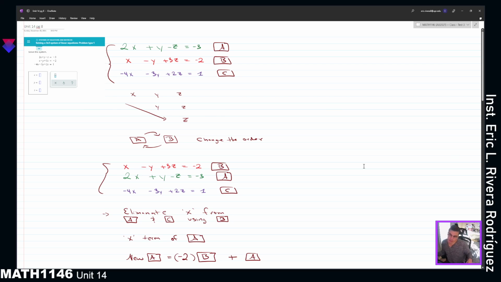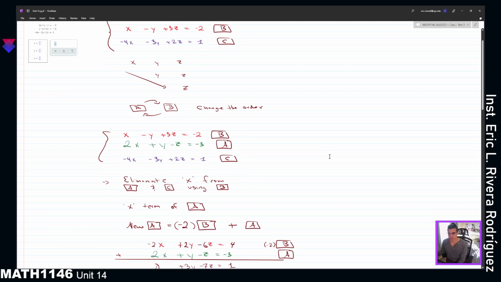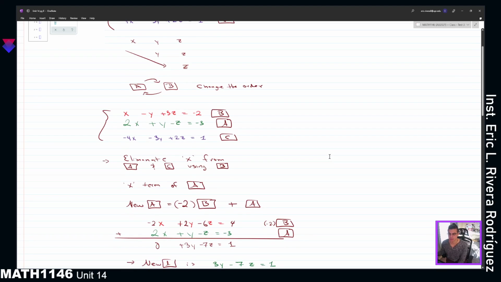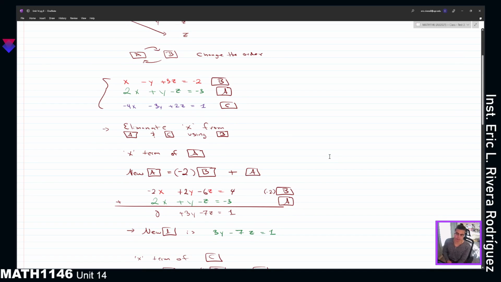So we start with a 3x3 system. We decided the triangular shape that we wanted for this 3x3 system: the top equation with the 3 variables, the second one with 2 variables, and the last one with 1 variable, x, y, and z. Because equation B has 1 as the coefficient of the x term, I use equation B as my top equation. And then I proceed to eliminate the x term from A and C using B.